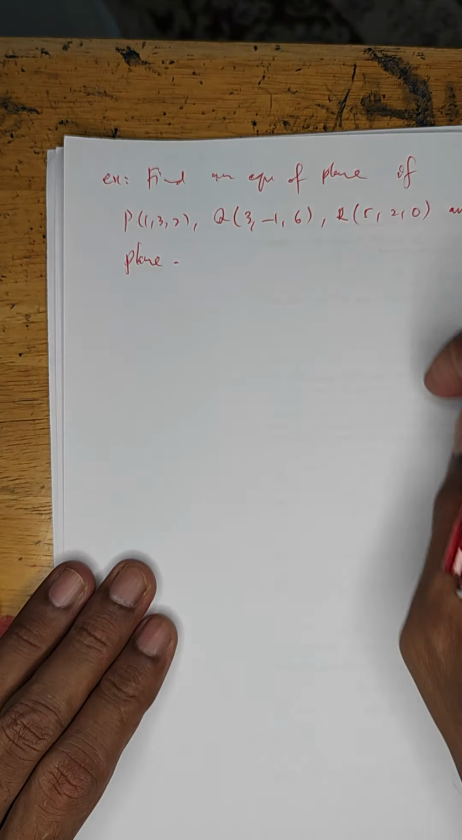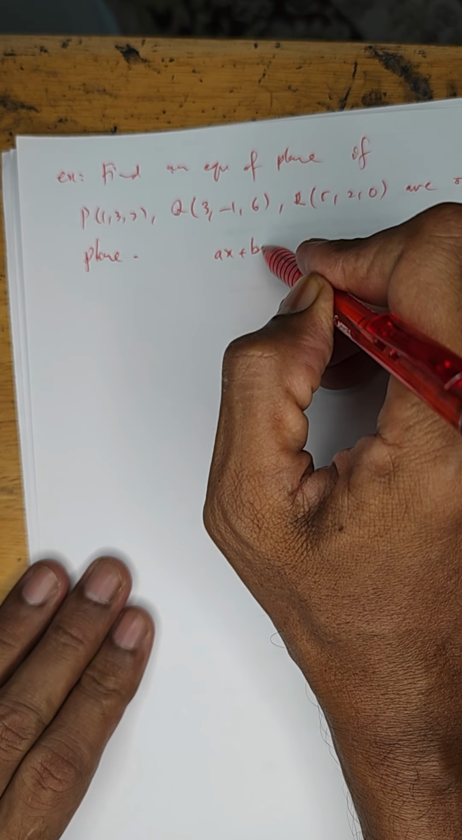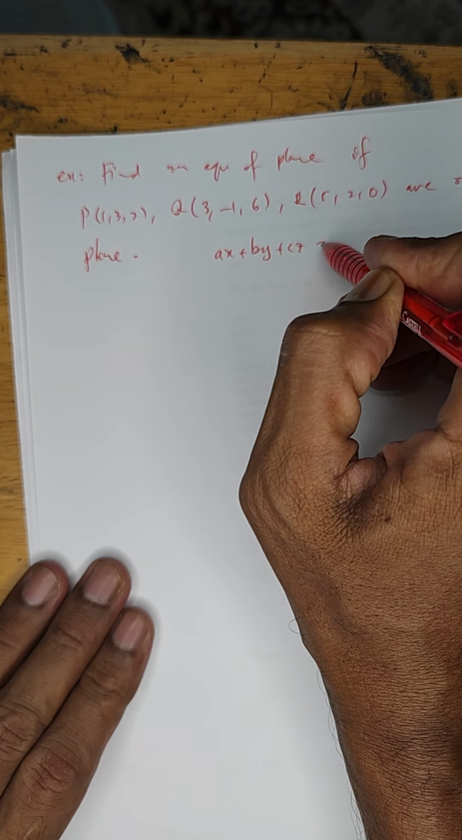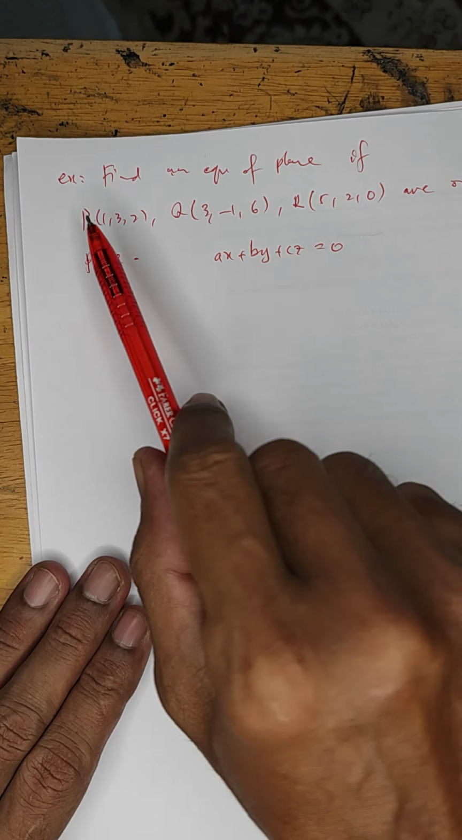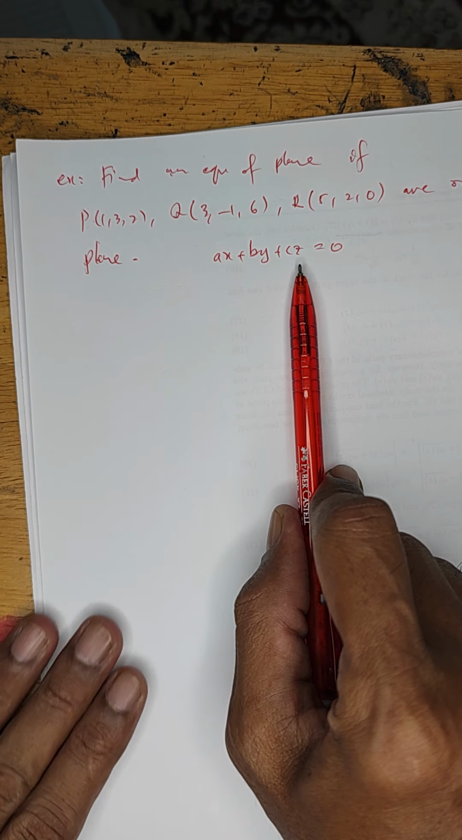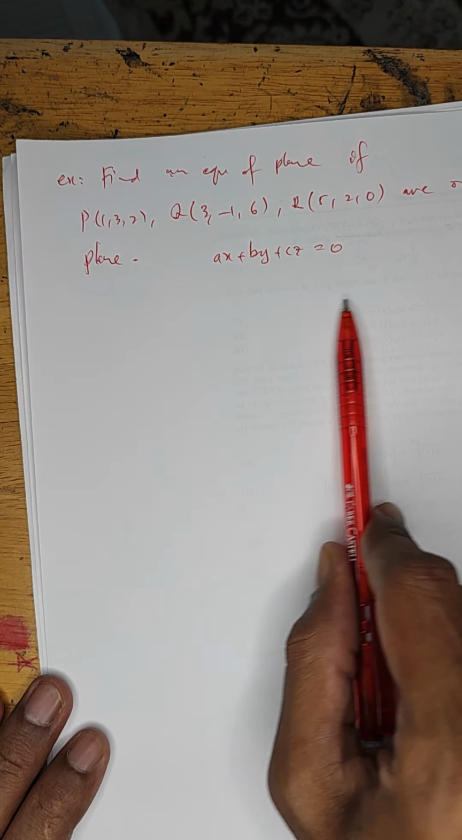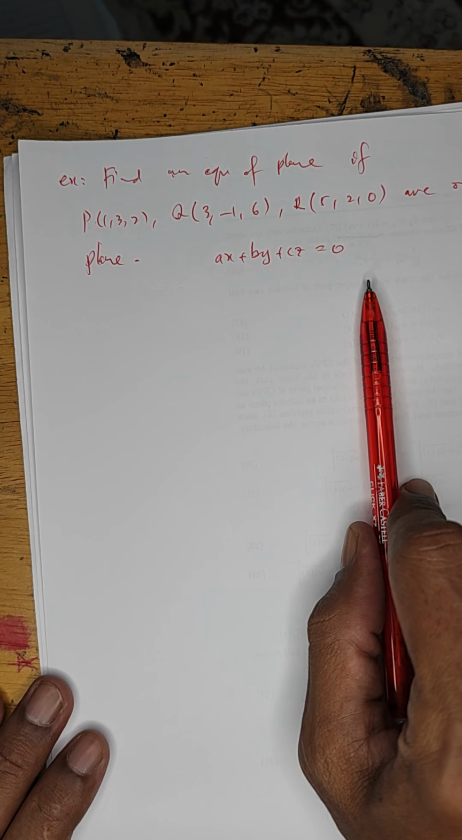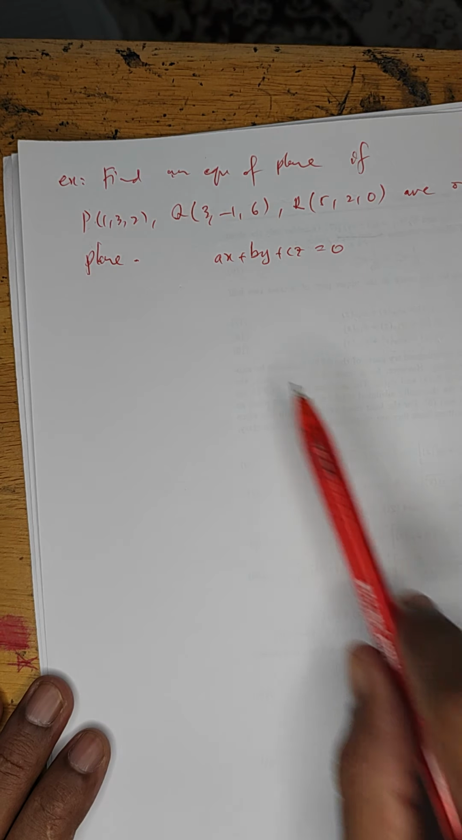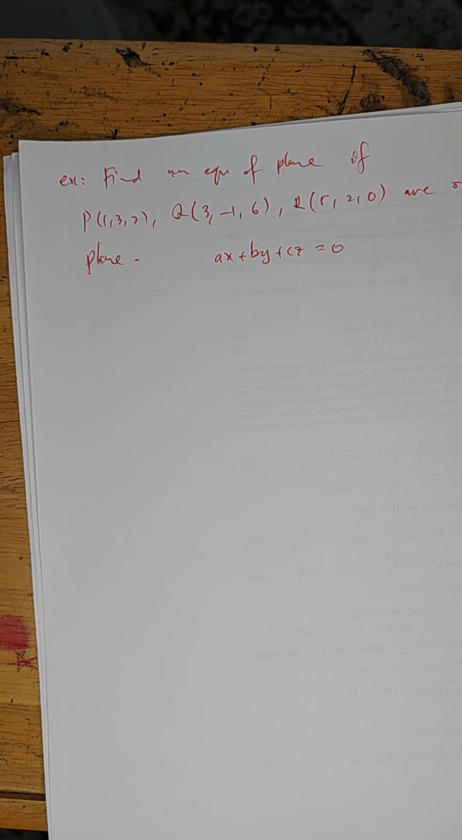Okay, for this case, you need to solve this equation: ax plus by plus cz equal to 1. Use each of these points P, Q, R. For each point you get one equation. For Q you get another equation, and for R you get another equation. So basically you have 3 equations with 3 unknowns. Solve for A, B, and C, and plug them in. Then you can find the equation of the plane.